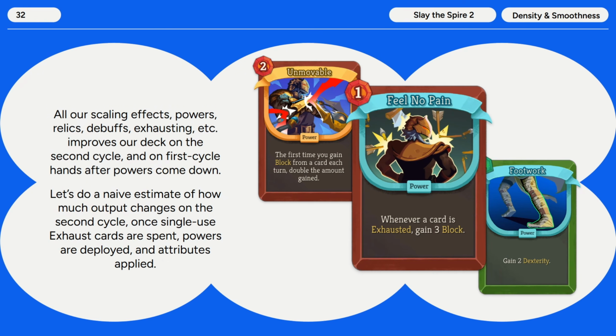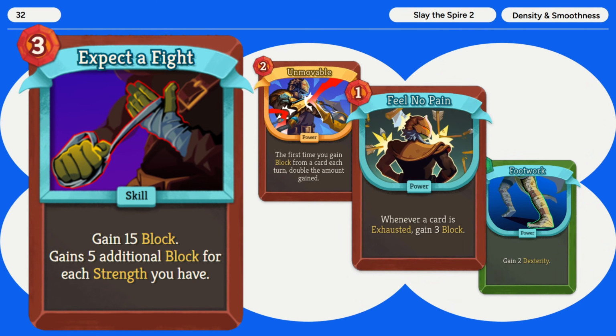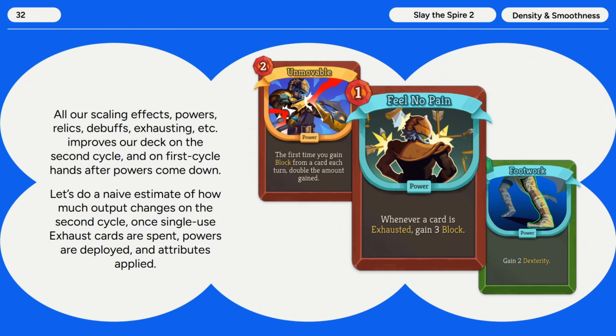And now with the new version of Expectify, Ironclad actually gets even more dexterity scaling on Expectify, right? Because dexterity affects all of those procs as well. That could be, if you have a couple of attacks in hand, 40 or 45 or 50 block from one card. For 3 energy, mind you, but from one card.